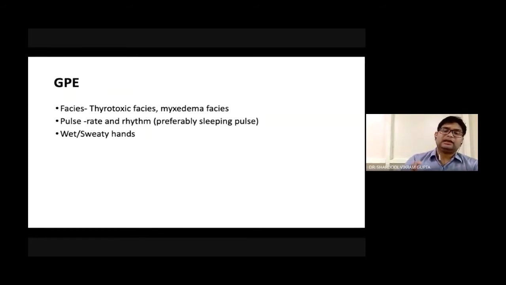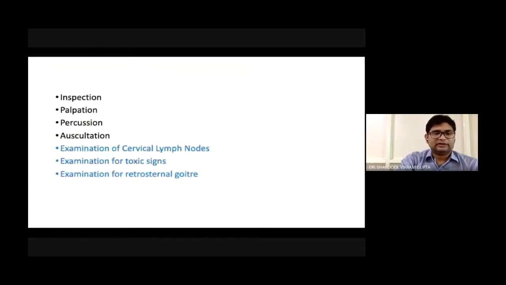So you can look for these symptoms of hyperthyroidism either in the general physical examination or after completion of the local examination in terms of inspection, palpation, percussion and auscultation. So you will follow the usual sequence: inspection, palpation, percussion, and auscultation. But in case of thyroid swelling, you also examine the cervical lymph nodes, examine for toxic signs, examine for retrosternal goiter, and look for tracheal positioning.